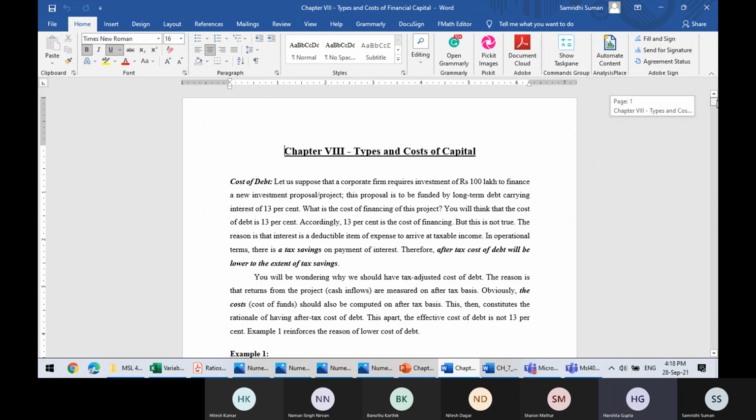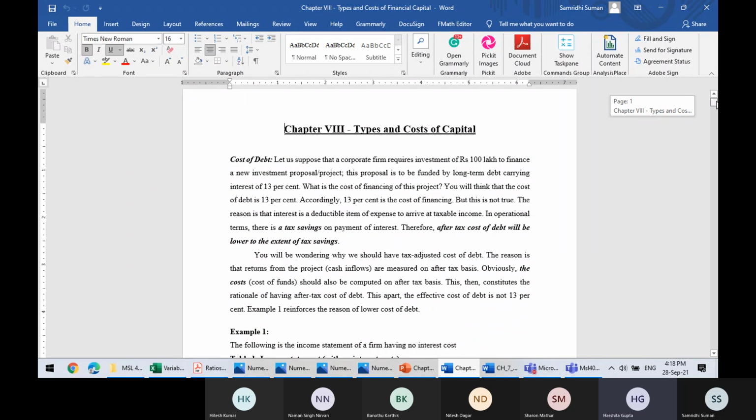So the cost of debt, as I was explaining before, there are different sources of finance for the company. The debt is, supposedly, if the company is taking 50 lakh rupees of loan at 8%, then that 8% will comprise the cost of debt for the company.